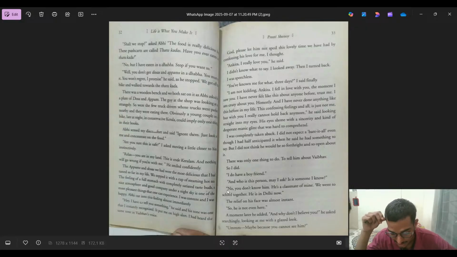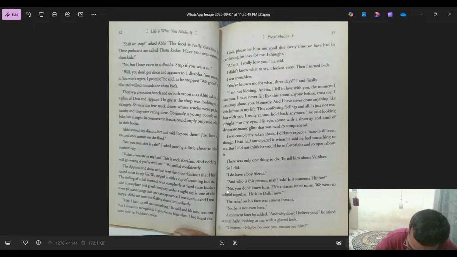"This confessing feelings and all is just not me, but with you I really cannot hold back anymore," he said, looking straight into my eyes. His eyes shone with a kind of desperate, manic glint that was hard to comprehend. I was completely taken aback. I did not expect it, even though I had half anticipated it when he said he had something to say, but I did not think he would be so forthright and so open about it. There was only one thing to do, to tell him about Weber.